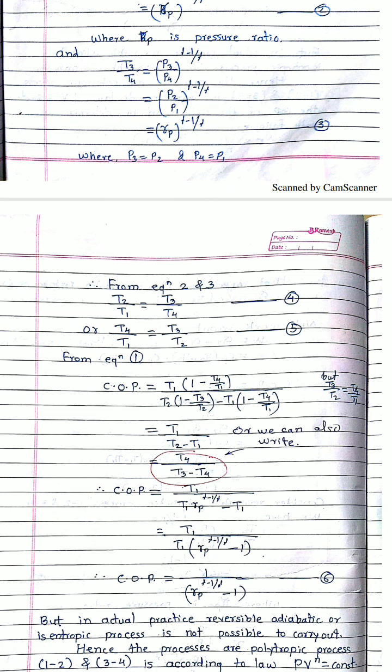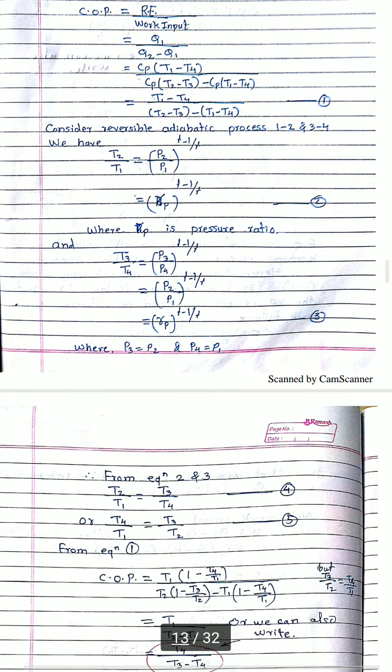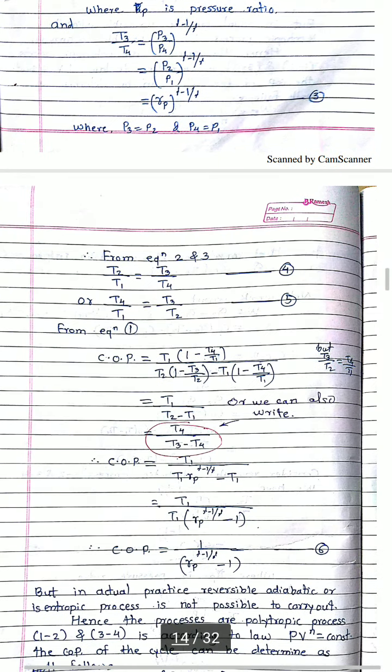Now consider equation number 1. What is this equation? COP is equal to T1 minus T4 divided by (T2 minus T3) minus (T1 minus T4). If we take T1 as common in the numerator, we get T1 into bracket 1 minus T4 upon T1. From the denominator, in the first bracket T2 is taken as common, so 1 minus T3 upon T2, minus, again taking T1 as common, 1 minus T4 upon T1. But here T3 upon T2 is equal to T4 upon T1 from equation number 5. Hence we are simplifying the terms in the numerator and denominator.